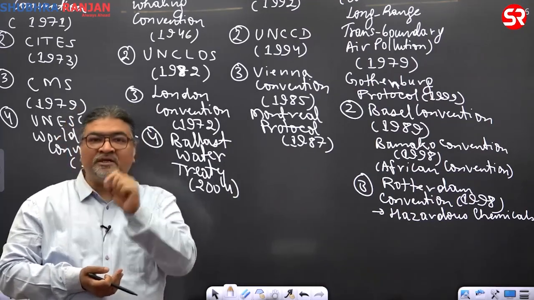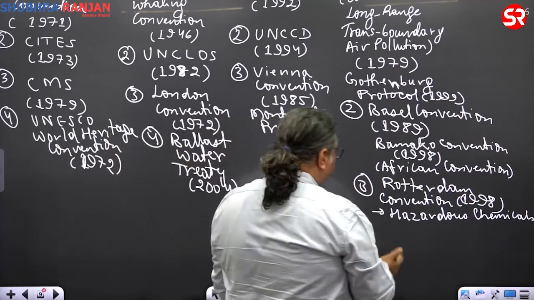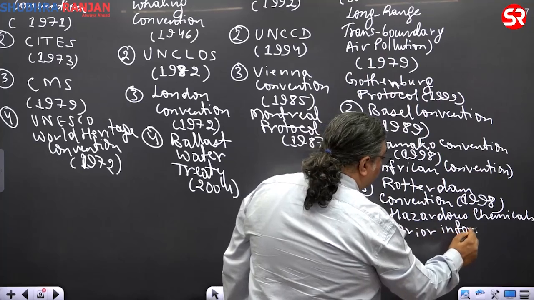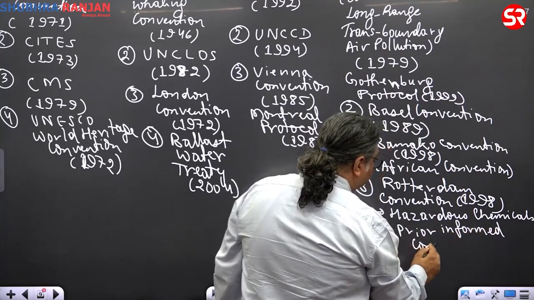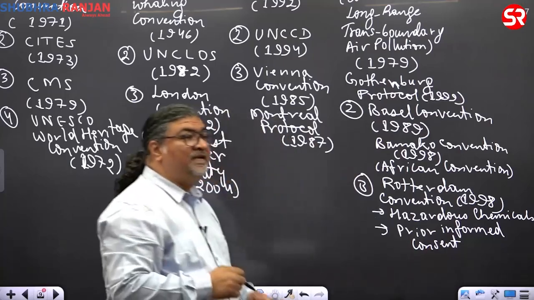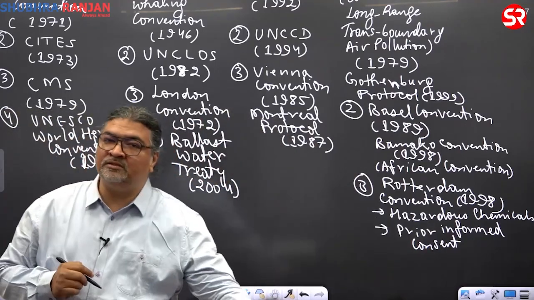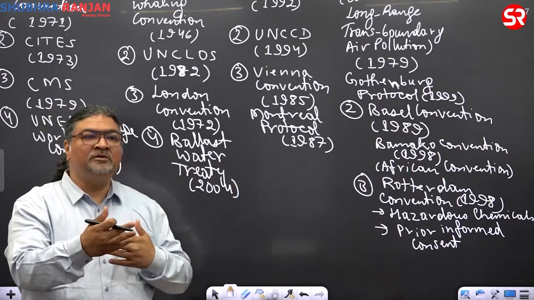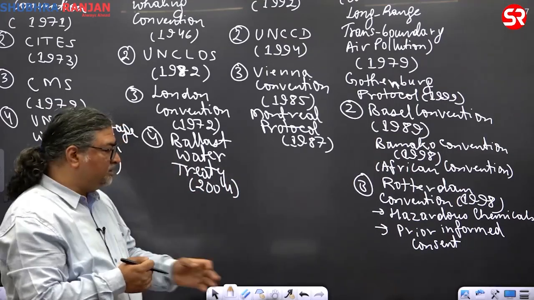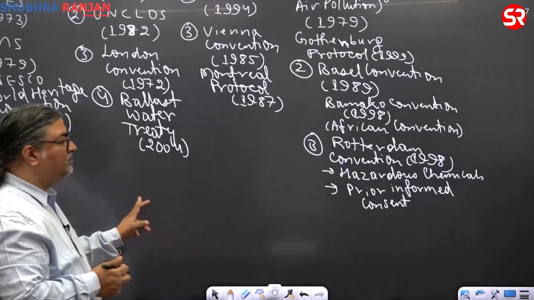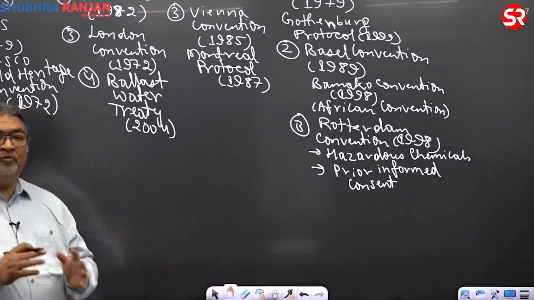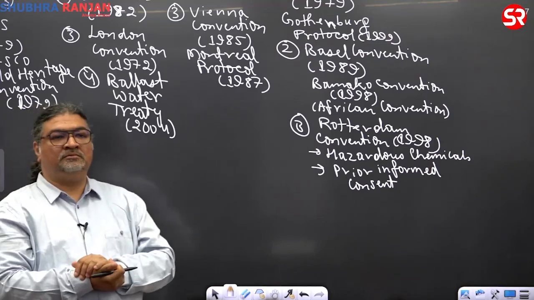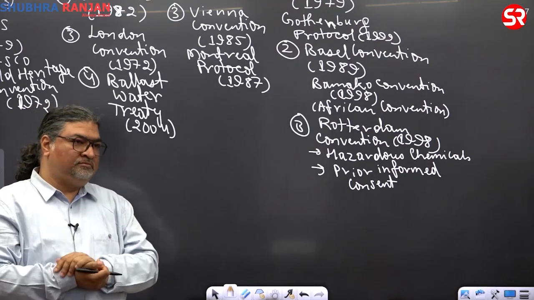Now, what is the second thing here? It talks about PIC, prior informed consent. What do you mean by prior informed consent? Before any movement of hazardous chemicals from one country to another, countries should consent. Without consent it is an offense.